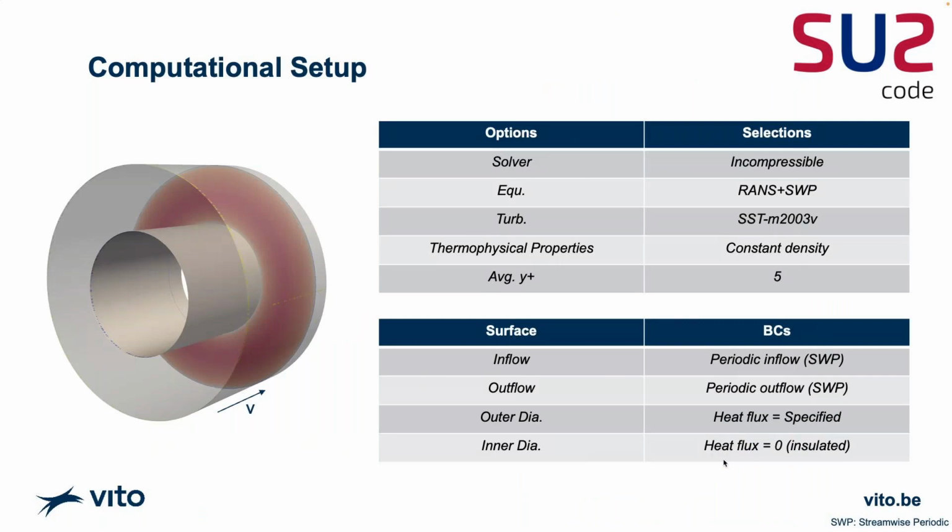This is my numerical setup. So I use the incompressible Navier-Stokes solver with streamwise periodicity and with turbulence. And if you look at the boundary conditions, I have at the inlet and the outlet the streamwise periodic boundaries. In this case, the inner part has an insulated wall, whereas on the outer side we have a heat flux that has been specified on the wall.